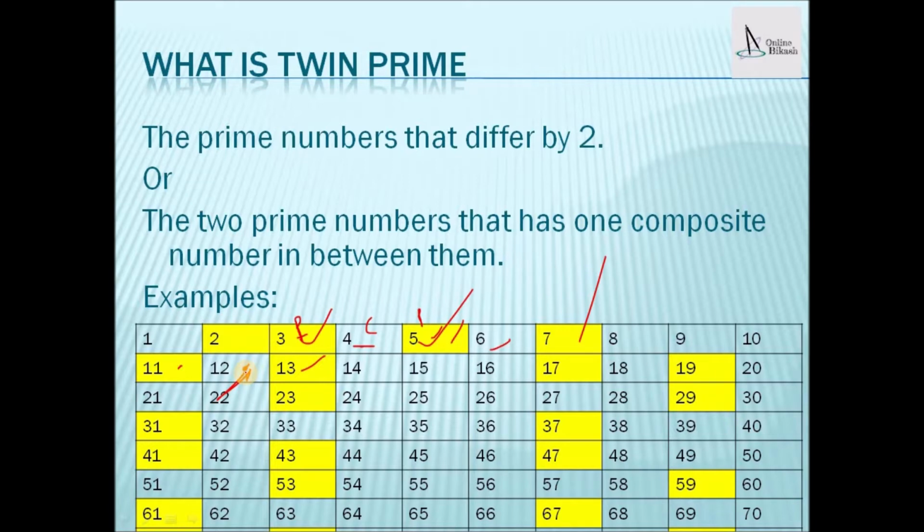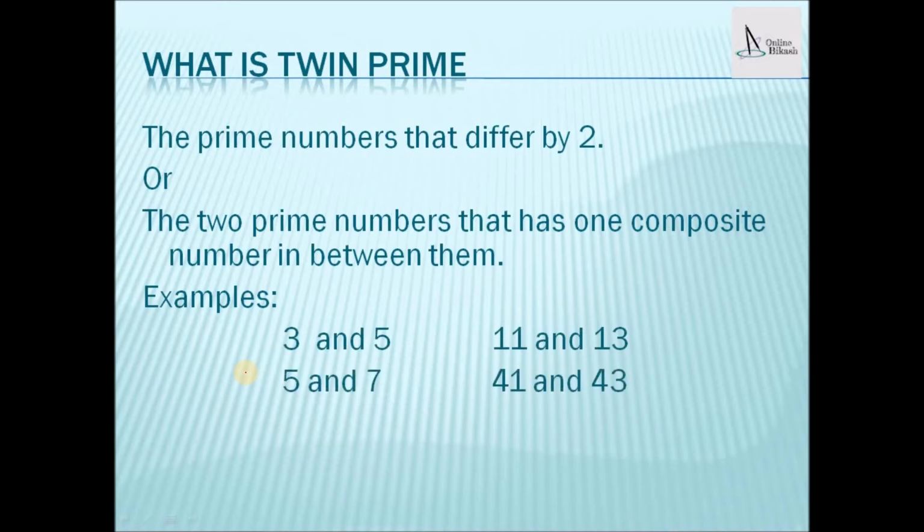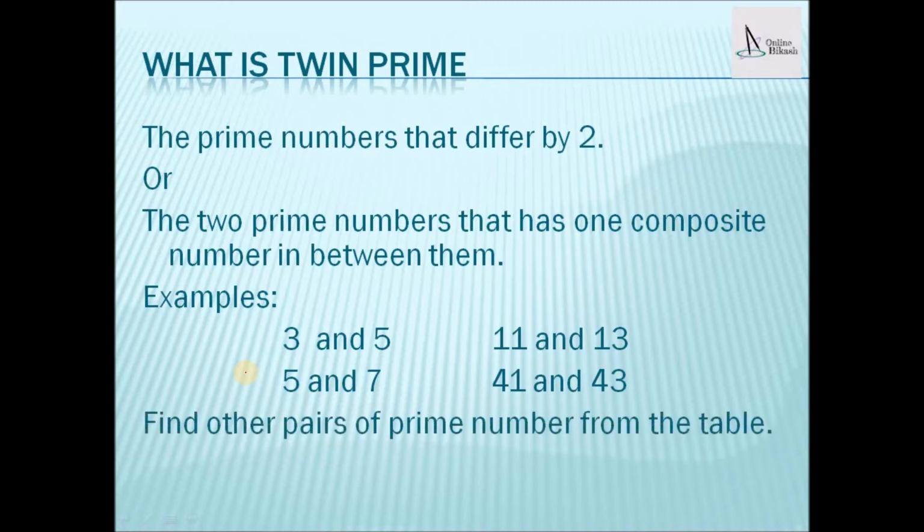So let us see some examples: 3 and 5, 11 and 13, 5 and 7, 41 and 43. You also can find some pairs of twin prime numbers from this table.